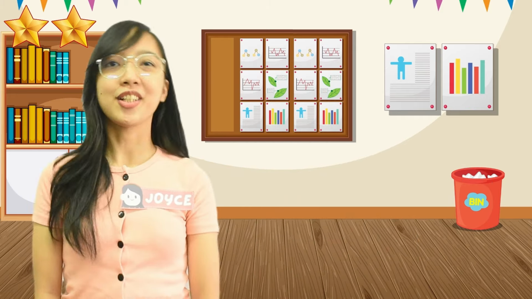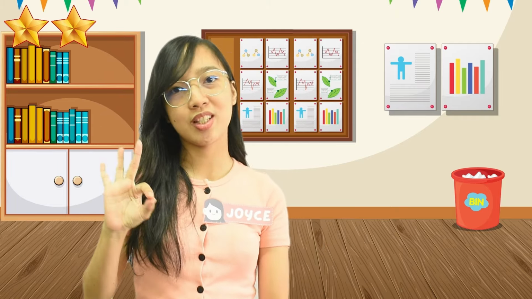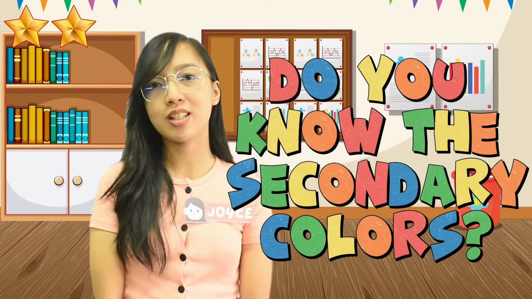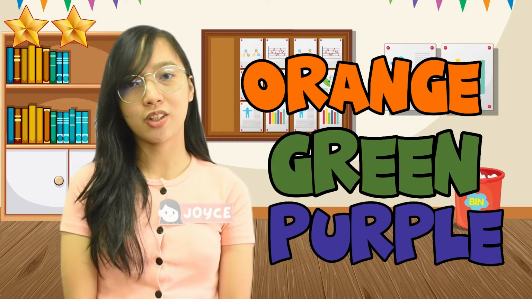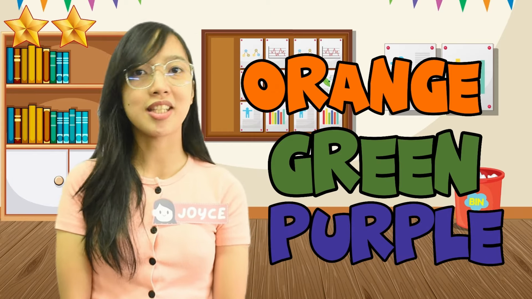Let's make jiggly jello with three secondary colors. Do you know the colors included in the secondary colors? Very good! Orange, green, and purple are secondary colors because they're made from primary colors. Let's make jiggly jello with three secondary colors.